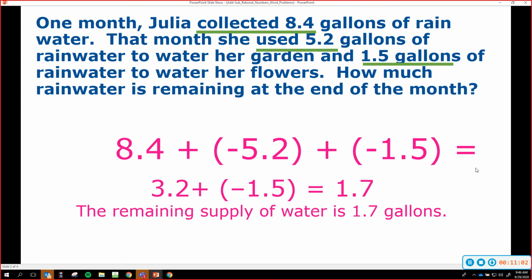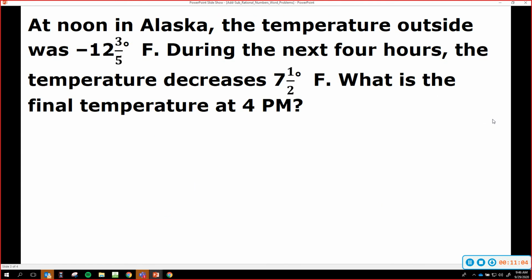All right. Ms. Meyer, let's do the next question. Go ahead and read that for us, please. At noon in Alaska, the temperature outside was minus 12 and 3/5 Fahrenheit. During the next 4 hours, the temperature decreases 7.5 Fahrenheit. What's the final temperature at 4 p.m.?